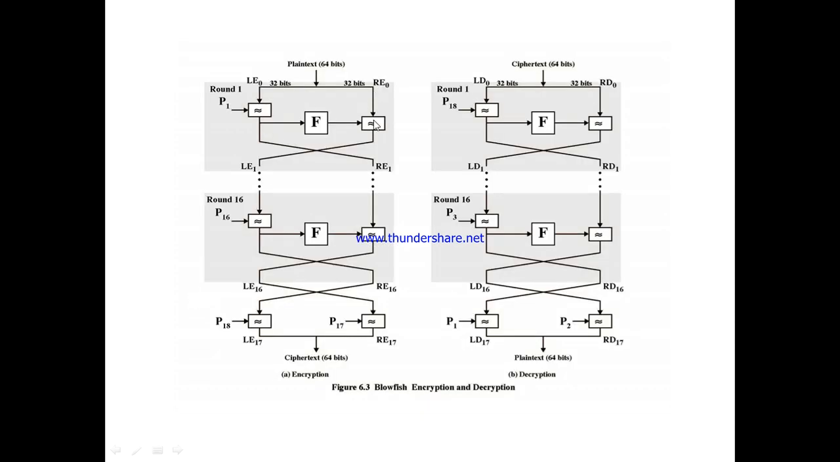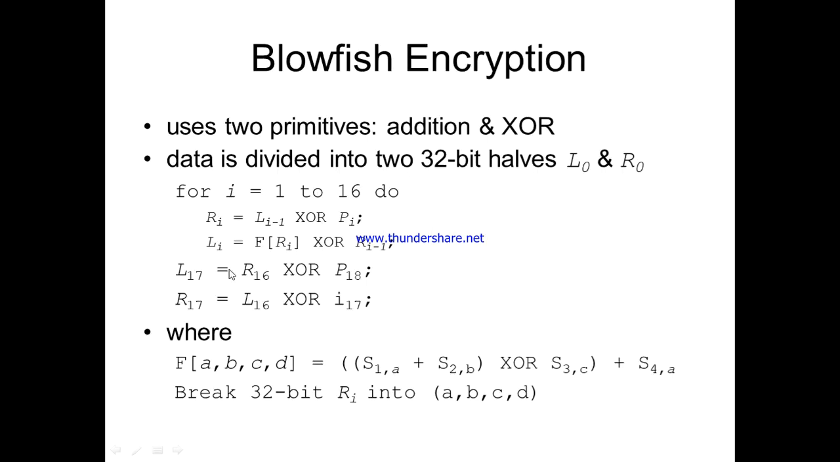Okay, Ri minus 1 is XORed with the resultant of the function. For this function, the input we are giving is nothing but Ri. That is the operation we are showing here. In the last round, L17 and R17, how are we performing? R16 is XORed with P18 and L16 is XORed with P17, sorry, this is P17. So that is about this operation.